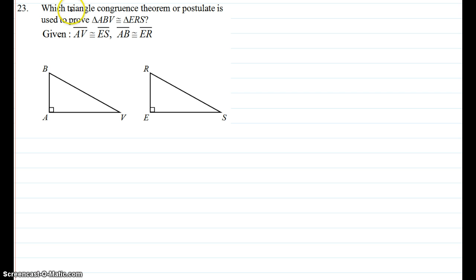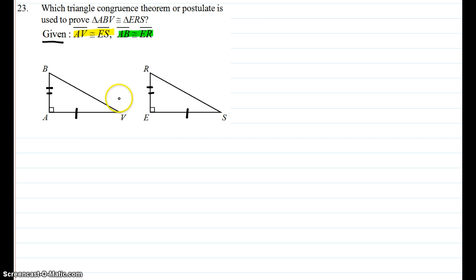Number 23, which triangle congruence theorem or postulate is used to prove that triangle ABV is congruent to triangle ERS? Now, nothing's marked on the triangles, but they give us some information. So as they give it to you, you want to make sure you mark it on your figure. So we have AV is congruent to ES, and AB is congruent to ER.